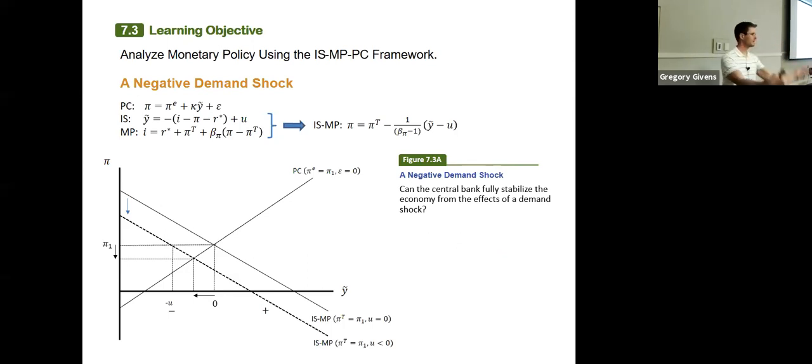Let me expand on this. I think the more of this we do, the better you guys will understand it. Can the central bank fully stabilize the economy here in response to the demand shock? Can, in principle, the Fed fully insulate the economy from a fall in the output gap and a fall in inflation? If so, how could it do that?